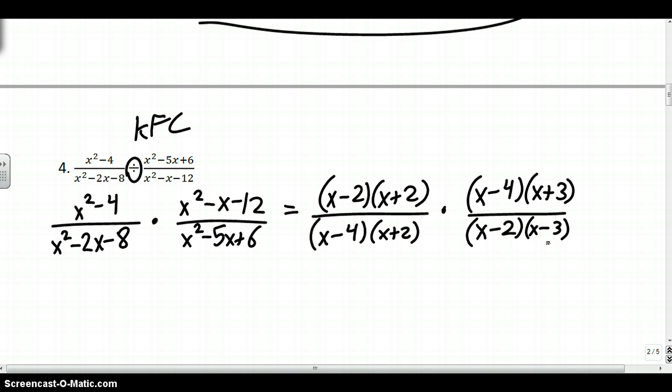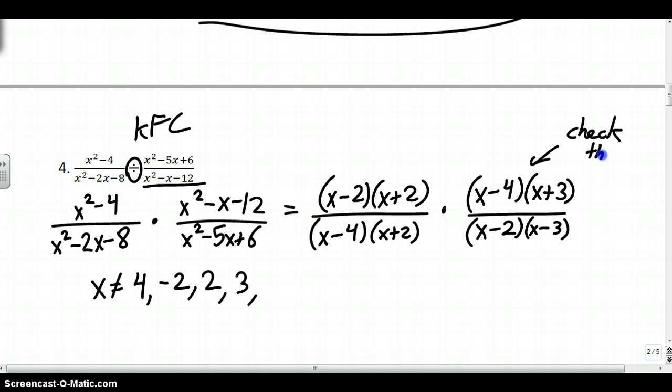Now, what can x not be? Can't be 4. Can't be negative 2. Can't be 2. Can't be 3. But because we divided, and this was originally in the denominator, we also have to check these as well. So it can't be 4. Oh, we already have 4, so we don't have to repeat it. And it can't be negative 3. We do not have that restriction. So a whole infinity of numbers, and 5 numbers can't be used.